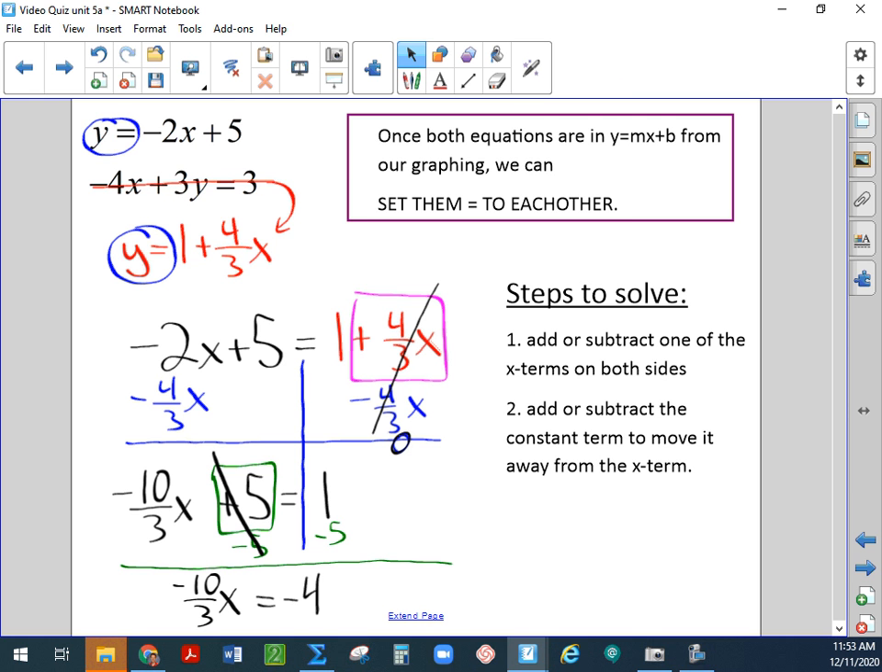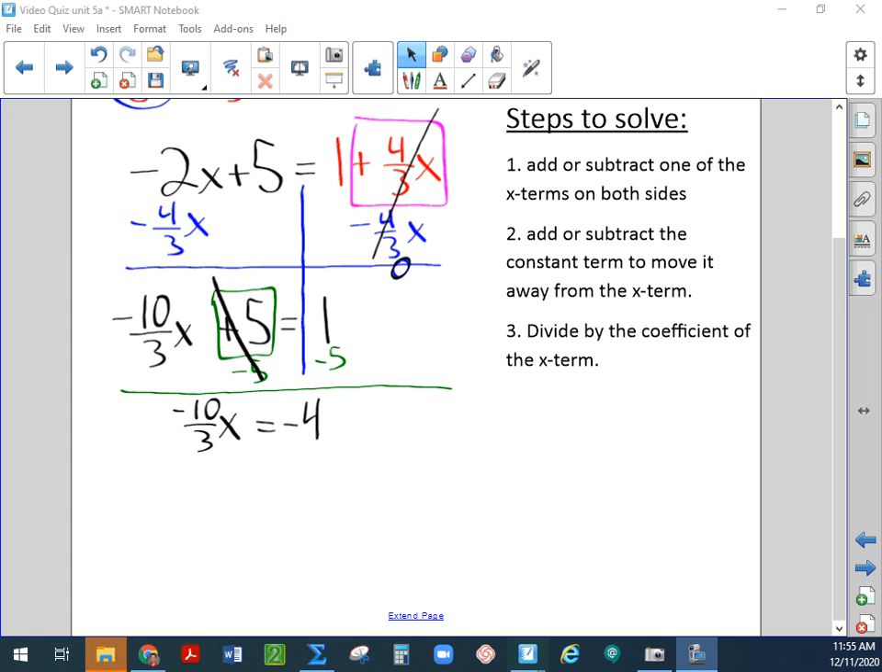And the solving is going to take some time. I move my screen a little bit. The final thing then to get x is to divide by the coefficient of the x term. So when I had a 2x, I'd divide by 2. I'm going to divide by negative 10/3.